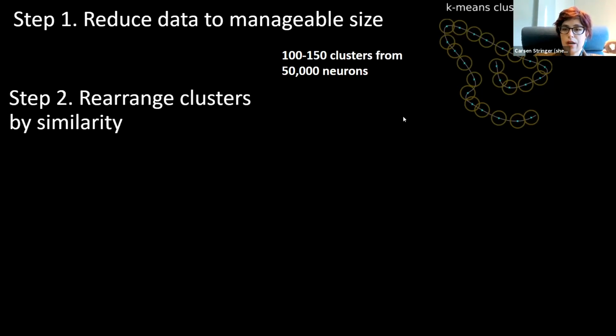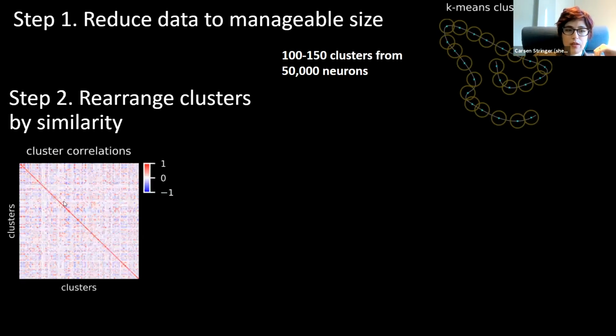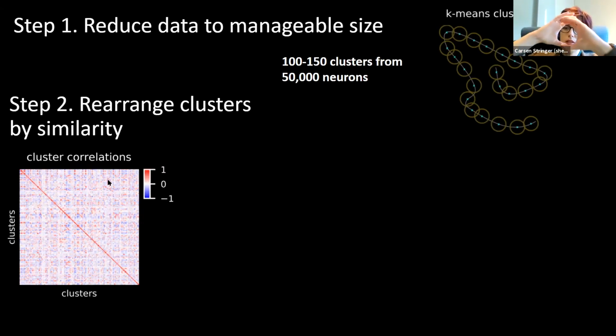So basically, we're trying to create this sorting where neurons, or in this case, clusters, are put next to each other if they're correlated to each other. And so we're going to look at our cluster correlations, which makes a matrix like this. Basically, every neuron is assigned to a cluster. And so we can take the average of the neurons in each cluster. That gives us a time trace for every cluster. We can correlate these time traces, and that gives us this cluster correlation matrix. And so we want to rearrange these clusters by similarity.